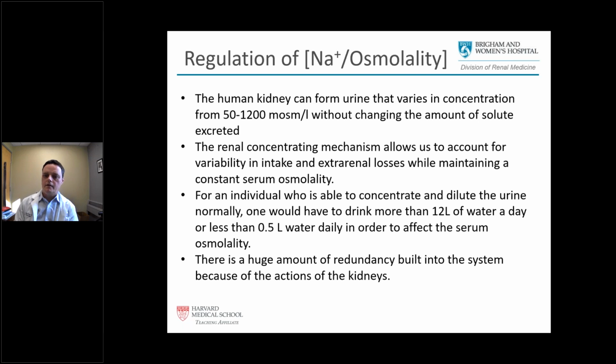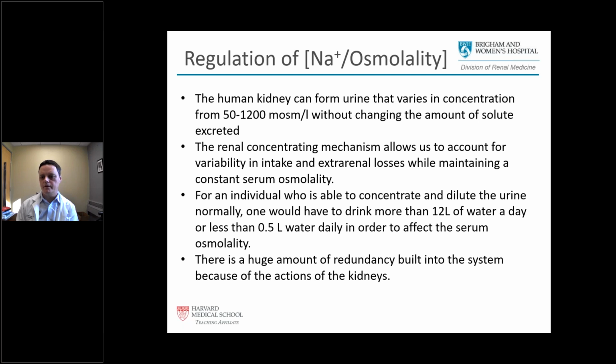The human kidney can form a urine that varies in concentration from about 50 milliosmoles to 1,200 milliosmoles per liter without changing the amount of solute excreted. So it's extremely effective at changing the concentration. We're not the best creatures at changing the concentration. There are some rats that live in the desert that can increase their urine osmolality up to about 9,000 milliosmoles, which makes sense because they live in a very low free water environment. The renal concentrating mechanism allows us to account for variability in intake and extrarenal losses while maintaining a constant serum osmolality.